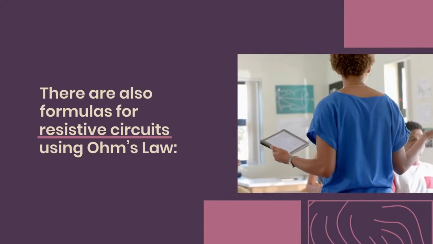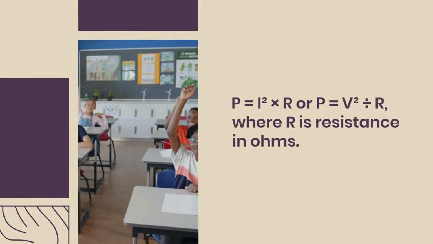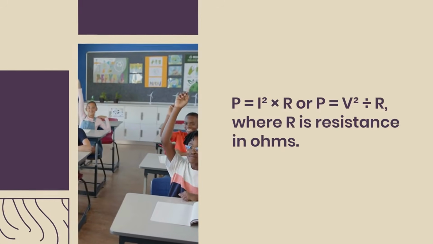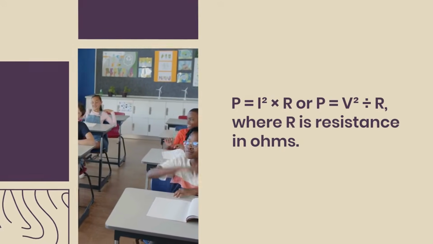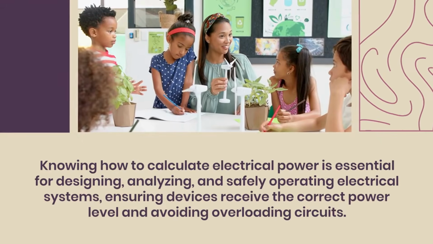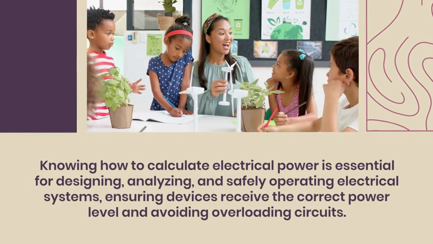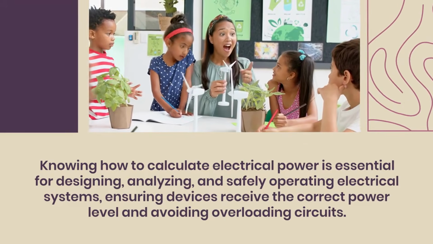There are also formulas for resistive circuits using Ohm's law. P equals I squared times R, or P equals V squared divided by R, where R is resistance in ohms. Knowing how to calculate electrical power is essential for designing, analyzing, and safely operating electrical systems, ensuring devices receive the correct power level and avoiding overloading circuits.